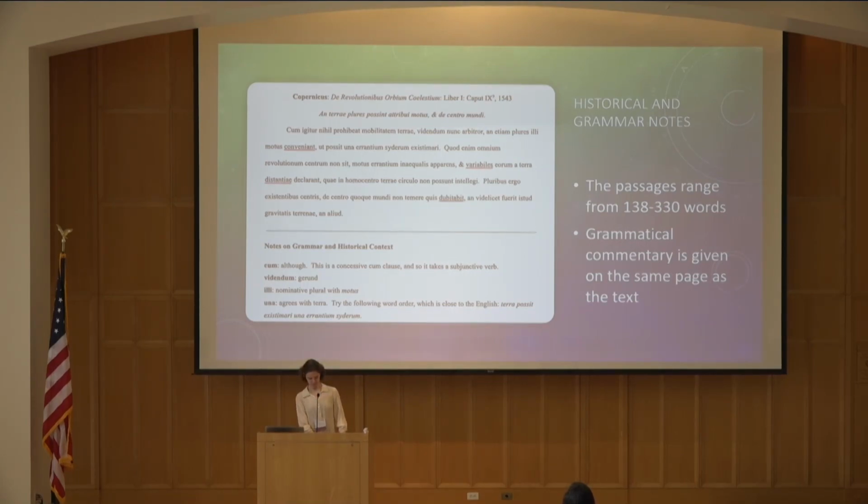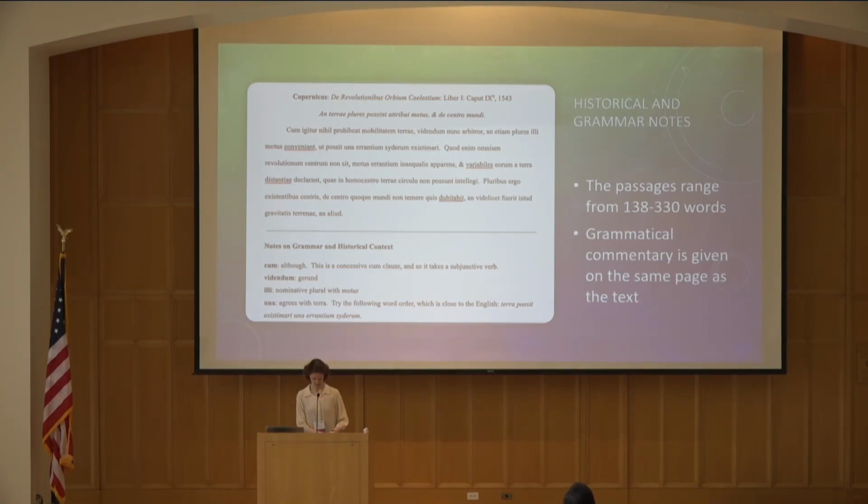For example, a student might wonder, why is prohibeat subjunctive? That's the fourth word in the Latin up there. So I give a note for cum, and I say, try translating it as although. It's a concessive cum clause, so it takes a subjunctive verb. So hopefully that speeds up the translation process for the student.